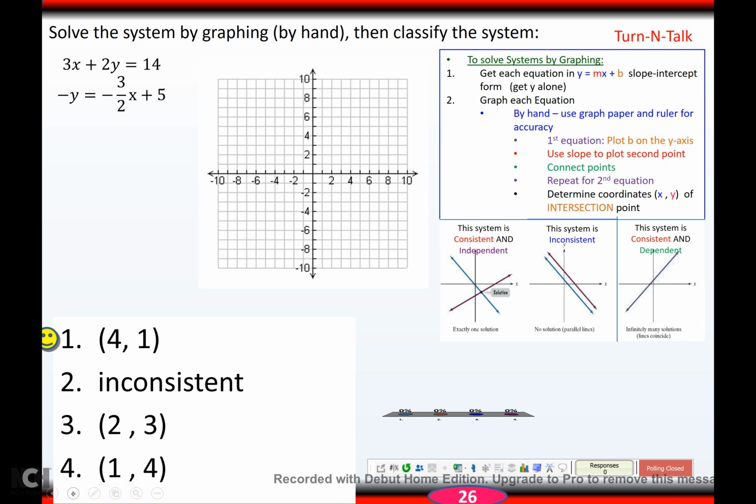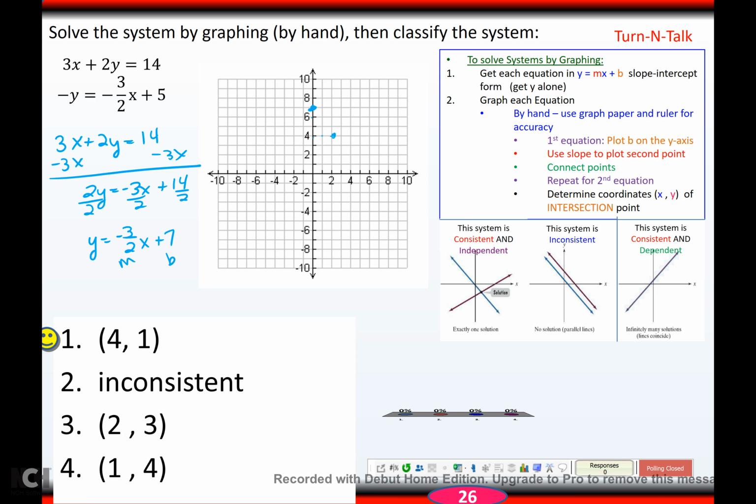And the answer is 4, 1. So on the top one, 3x plus 2y equals 14. If I get y alone, I'm going to minus 3x. I get 2y equals negative 3x plus 14. Divide by 2. I get y equals negative 3/2 x plus 7. So I'm going to go to my beautiful b. I'm going to intercept on the y-axis. The slope says go down 3 over 2 and connect.